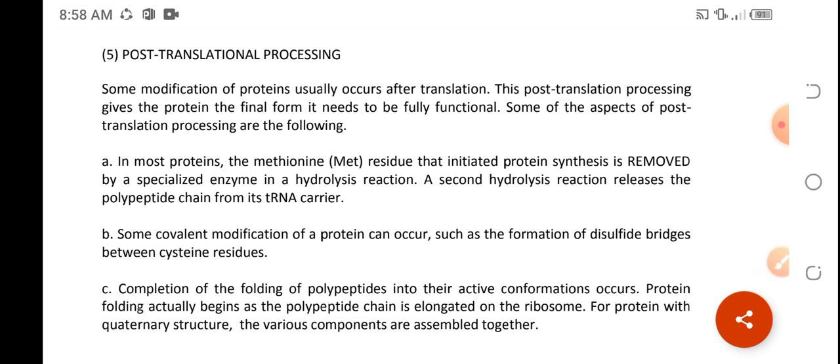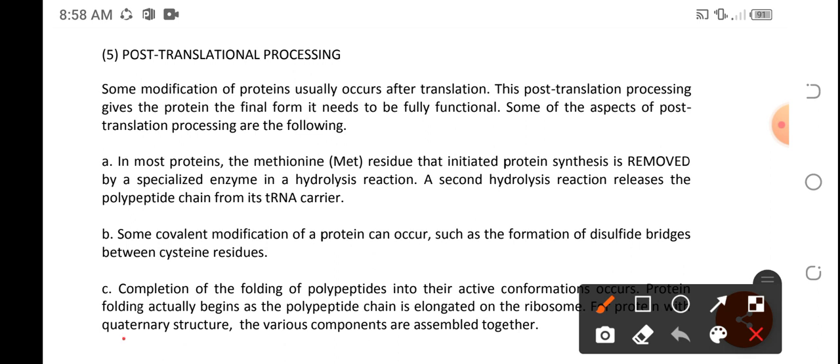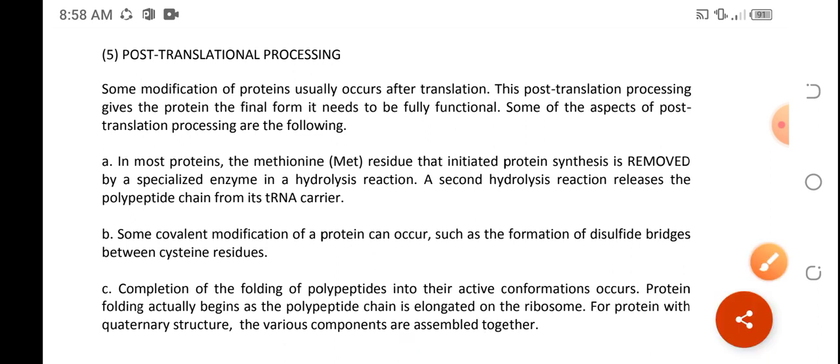Bakit kailangan ng folding? Kasi isa yun sa mga properties ng amino acid. Once na na-unravel yung mga folds ng mga proteins, of course, ma-denature na siya. Okay? So, also during post-translational process, yung quaternary structure, dito rin na a-assemble. Okay?